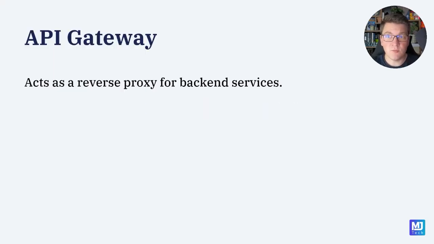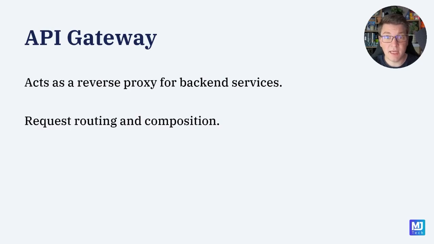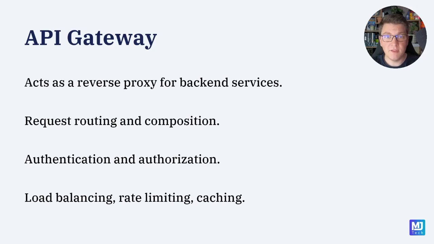Let's mention a few responsibilities of API gateways and try to figure out how they might be different from reverse proxies. The way I like to look at it is an API gateway is just a specialized type of reverse proxy, and the reverse proxy is a server that sits in front of our backend servers and just routes any incoming traffic into these services. So this is also what an API gateway does, but an API gateway has some additional responsibilities such as request routing and composition. It can also handle authentication and authorization, as well as load balancing, rate limiting, and caching.